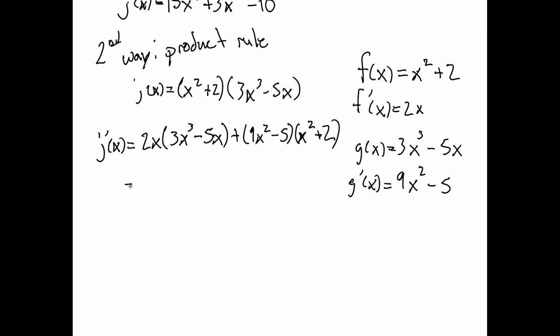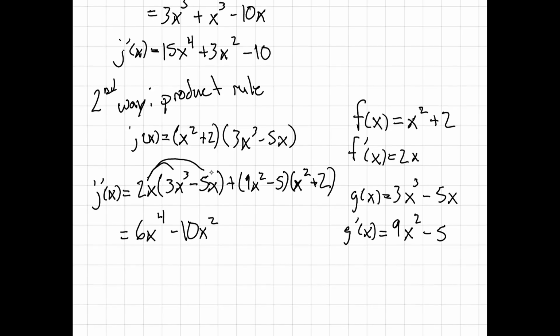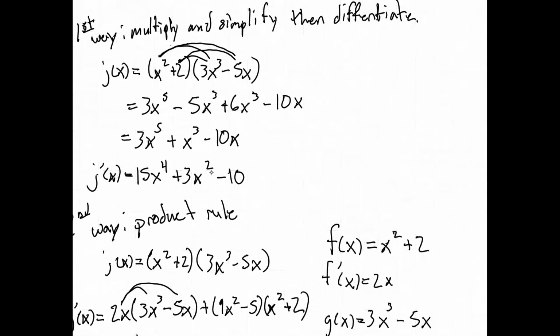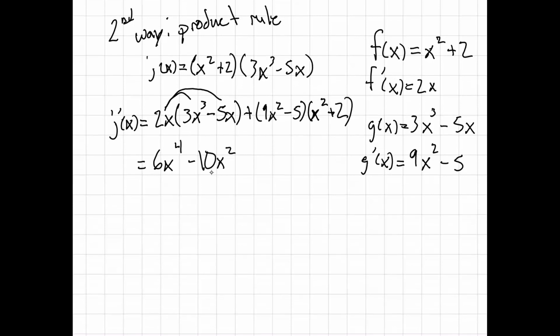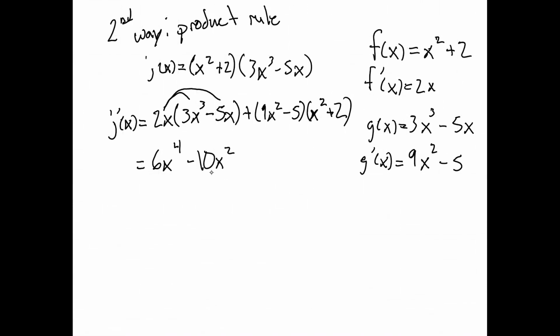So let's go through and simplify j of x. So we have our 2x, we need to distribute. So 2x times 3x cubed gives me 6x to the 4th. And then I have 2x times negative 5x gives me negative 10x squared. Now you may be going, well, I had 15x to the 4th and I have 3x squared, so those numbers aren't looking good. But remember, we have a whole other side to deal with.